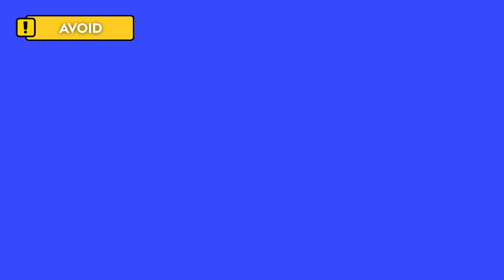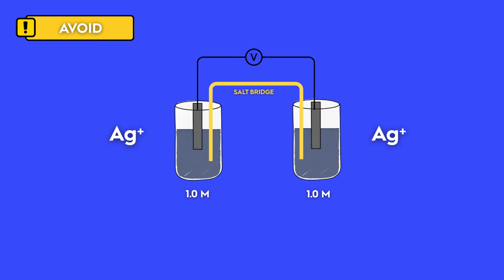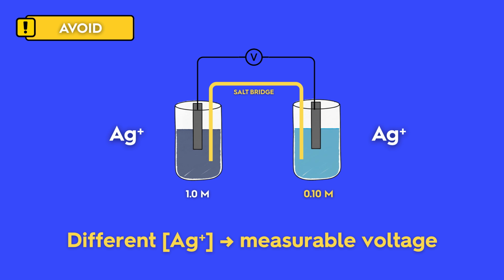Now, here's a common pitfall to avoid. Many assume that using the same metal on both sides always gives 0 voltage. In reality, that's only true when the concentrations are equal. As soon as the concentrations differ, a driving force appears, and that difference creates a measurable voltage.